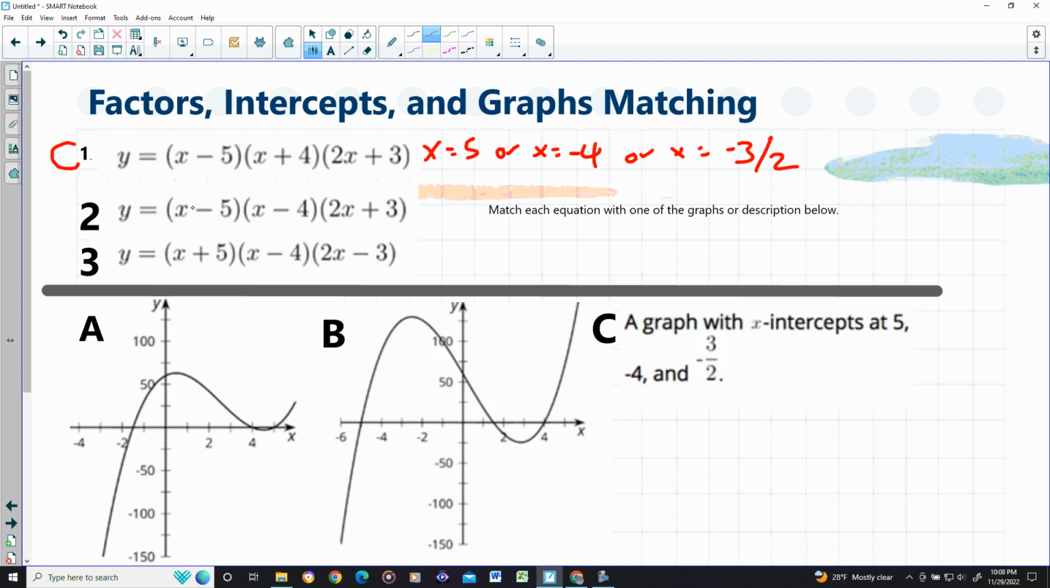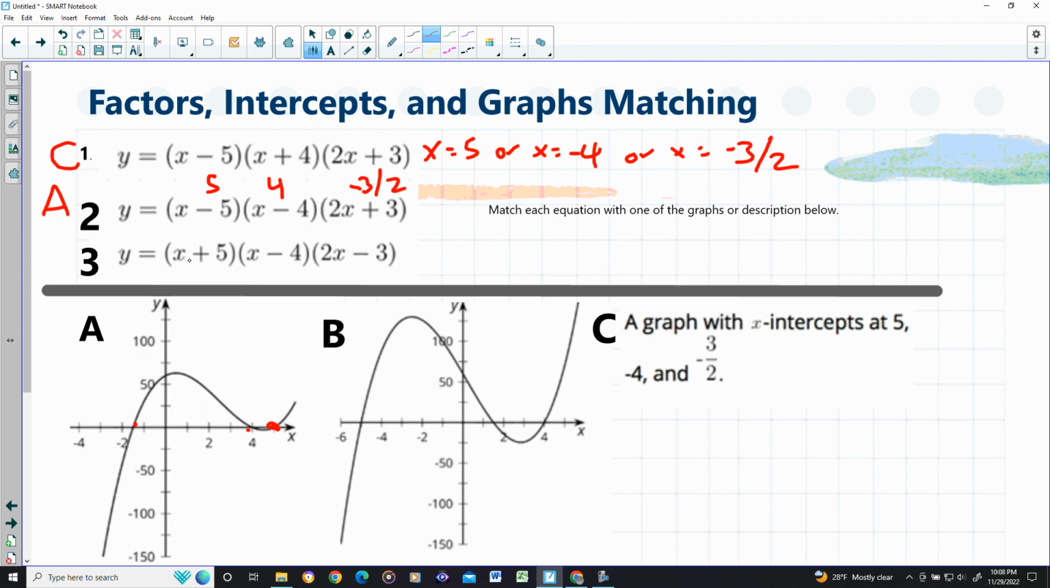For number 2, y equals x minus 5. So it's got a solution at 5. So right away, it looks like we have a solution at 5. That looks like that's probably going to be A. But let's check the other ones. It also has a solution at 4. And it also has a solution at negative 3 halves. So, yep, that matches, that matches, that's A.